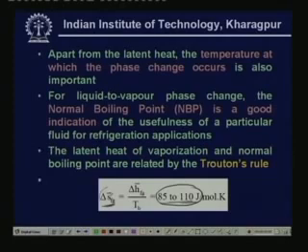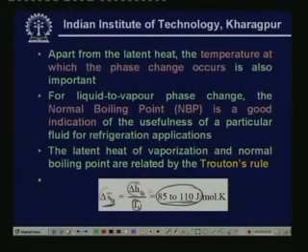Using your thermodynamic relations, we can write Δs_fg as Δh_fg divided by T_B, where T_B is the normal boiling point and Δh_fg is the molar enthalpy of vaporization at normal boiling point. So the Trouton rule says that the ratio of the molar latent heat of vaporization at normal boiling point divided by the normal boiling point in Kelvin is constant for most of the fluids.